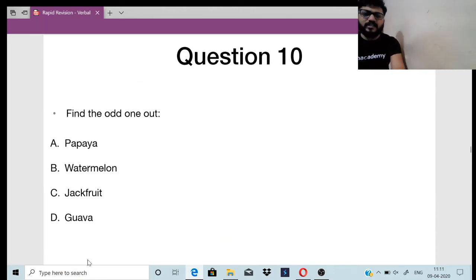So question 10. Papaya, watermelon, jackfruit, guava. So what is the odd one out here? Papaya, watermelon, jackfruit, guava.